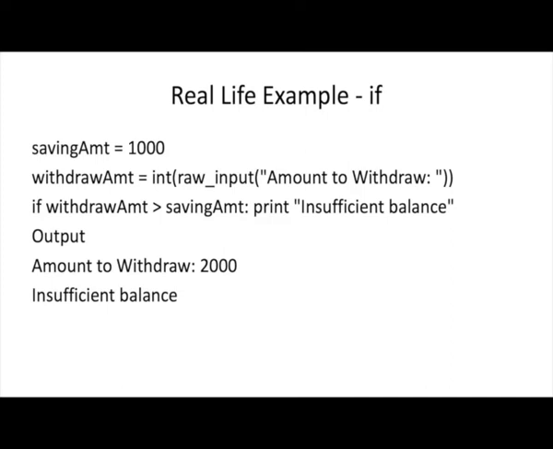Then the if statement checks if withdraw amount is greater than savings amount, then print "insufficient balance", because we cannot get an amount which is not available in our account. So, if this condition becomes true, then automatically it will display "insufficient balance". Now, we are having the balance as 10,000. So, the amount to withdraw is 2000. So, 2000 is less than 10,000.